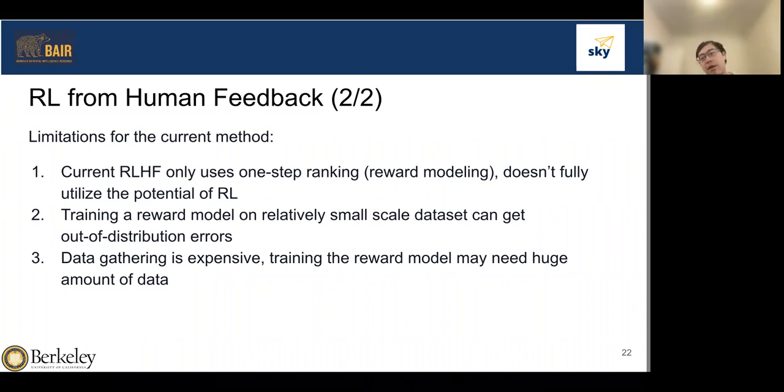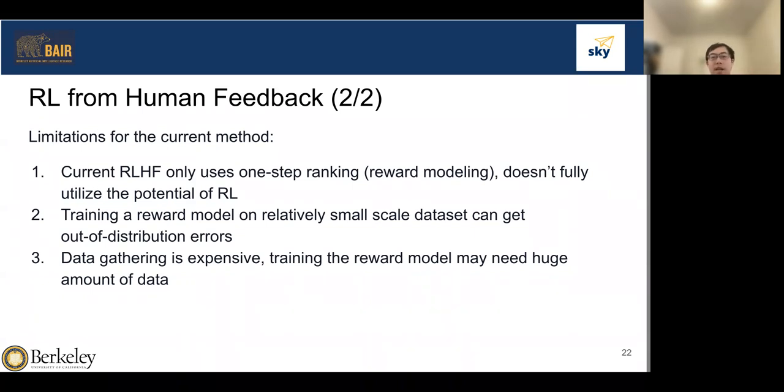We have seen enough evidence from the last maybe 5 or 10 years that if you have some way to provide a dense reward rather than a sparse reward, the RL algorithm's performance will be dramatically improved. So this is one thing we could also be trying to utilize for large language models as well. Because right now, if you only use one-step ranking, like generating the entire response and using the reward model to give the score, it is more or less like a bandit algorithm. So this doesn't fully utilize the MDP structure of RL.